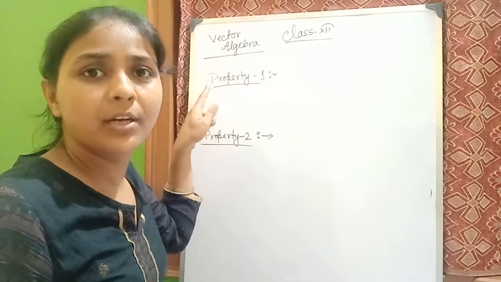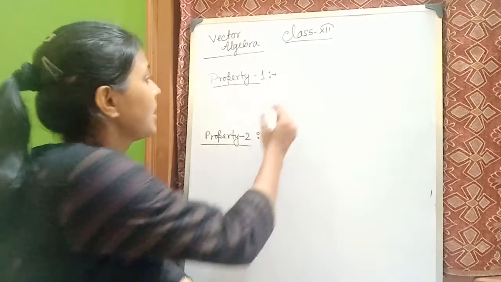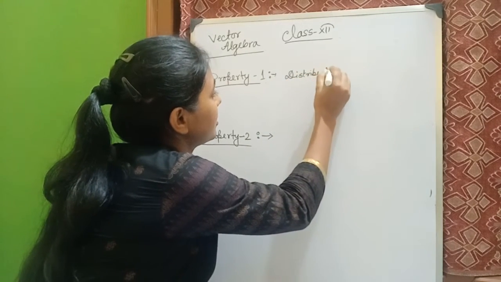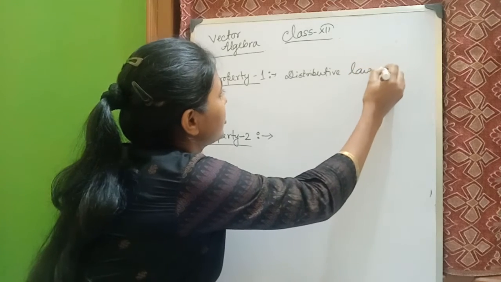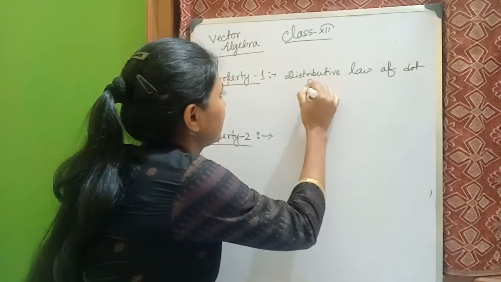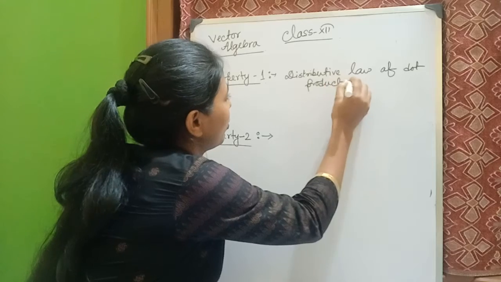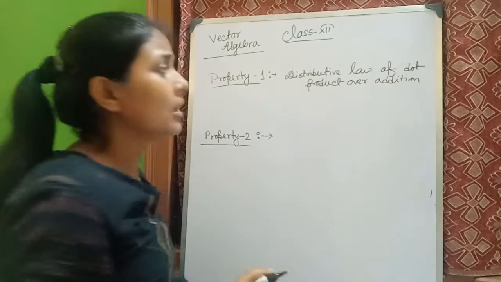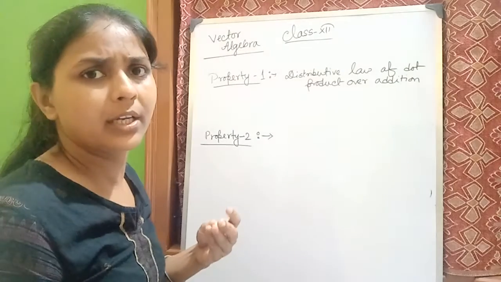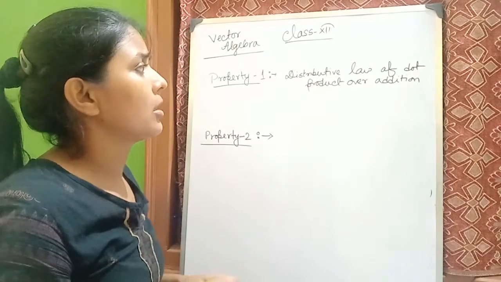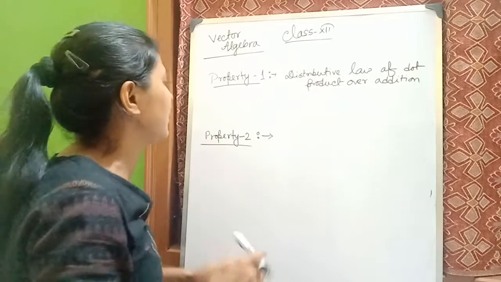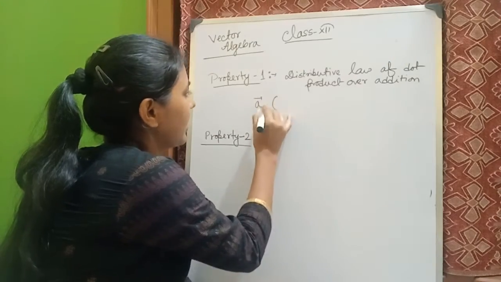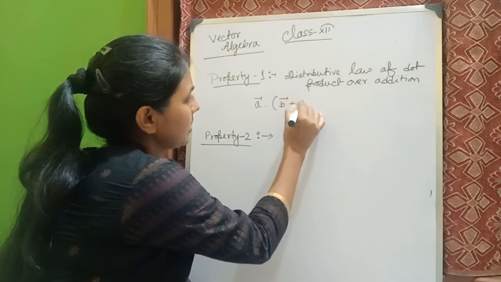So students, property number 1 is the distributive law. Distributive law of what? Distributive law of dot product over addition. It is the normal distributive law that you already did for real numbers or rational numbers. The same thing here, only it is for vectors and their dot product.